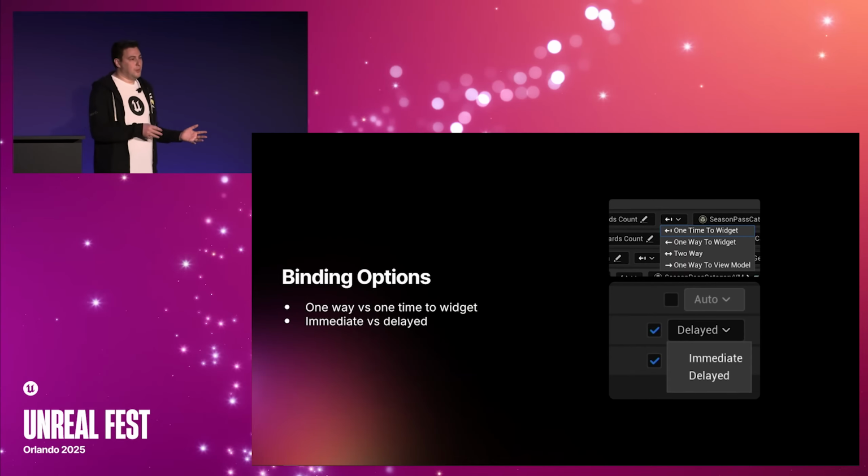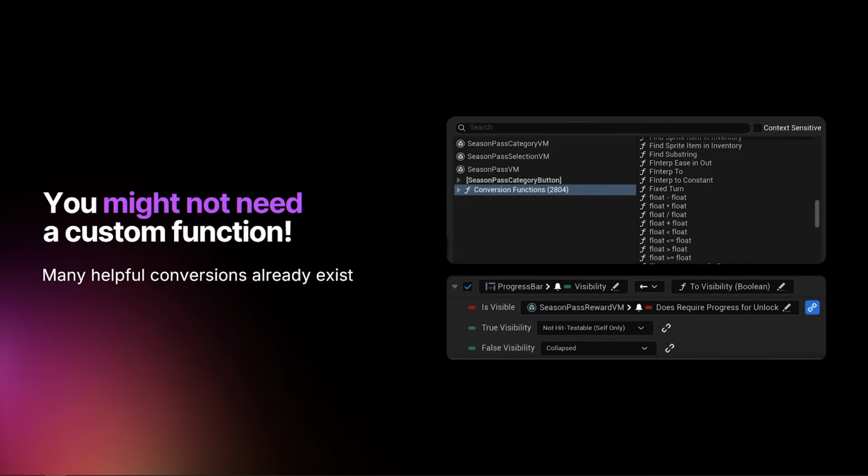So in this example on the screen, we're using the toVisibility conversion function to translate our bound Boolean value into a visibility. The visibility options that I've set here in the example are static because I always want them to be these states of not hit testable for true and collapsed for false. But if you click that link button next to those visibility states, they could also be variable based on a binding. So there's a lot of options and possibilities there.